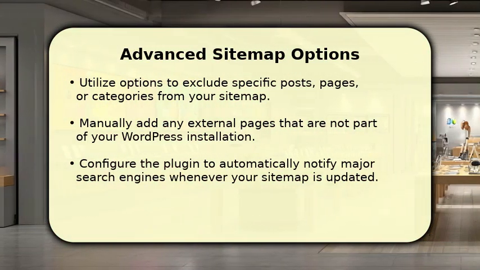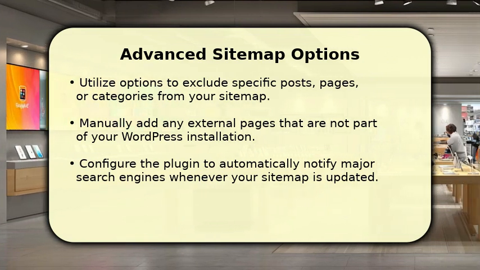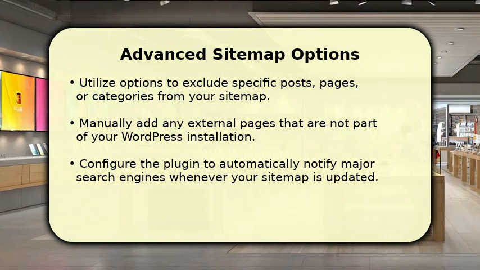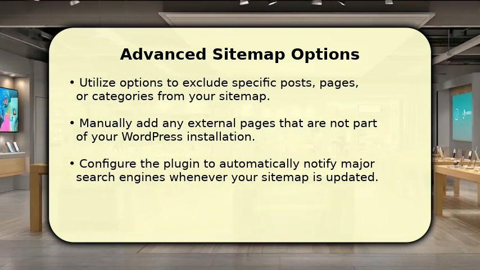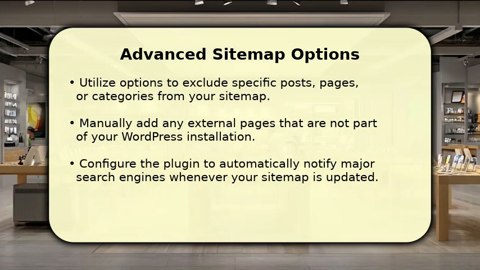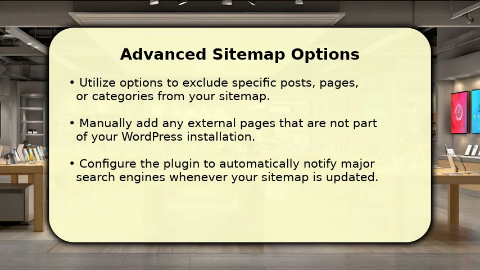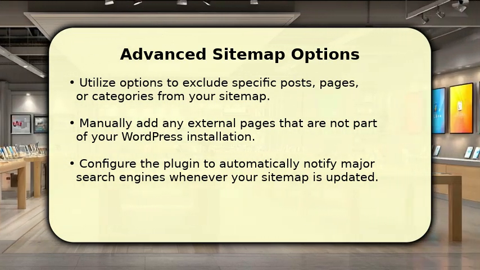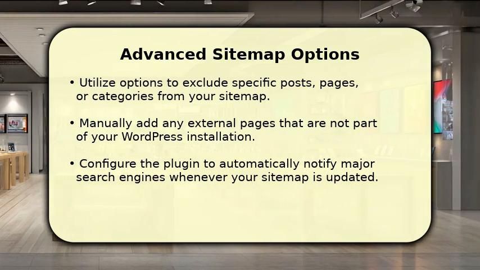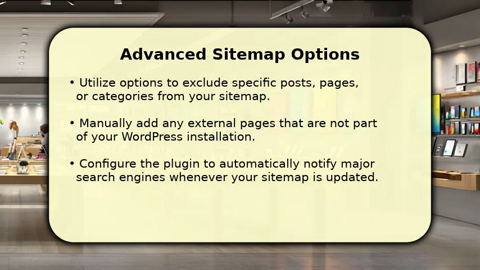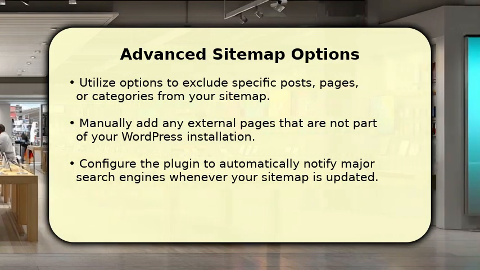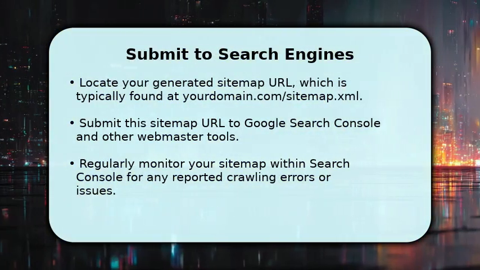Now, let's explore some advanced options. You can exclude specific posts or pages that you don't want search engines to index, like private content or old drafts. The plugin also allows you to manually add external pages not managed by your WordPress site. Crucially, configure it to automatically notify search engines like Google and Bing whenever your sitemap changes, ensuring they always have the latest version.